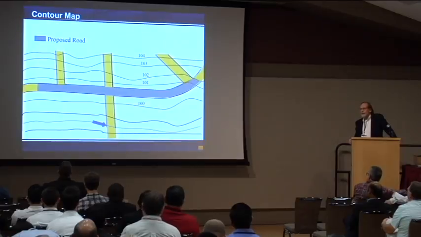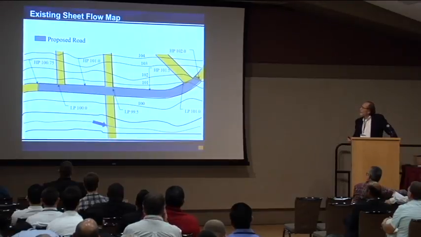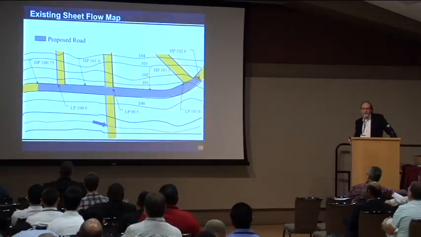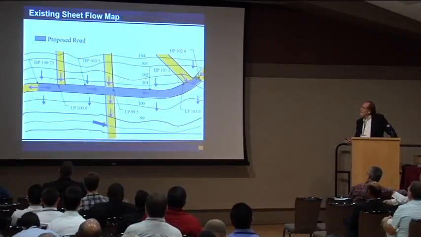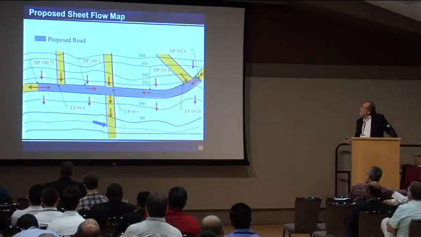To actually do a sheet flow analysis, all you really need to have is a contour map. You will delineate your high points and low points of your roadway as well as your road ditches. And once you have those elevations plotted, you can actually determine your actual sheet flow patterns. You'll do this for the existing condition, and you'll also do it for the proposed condition.